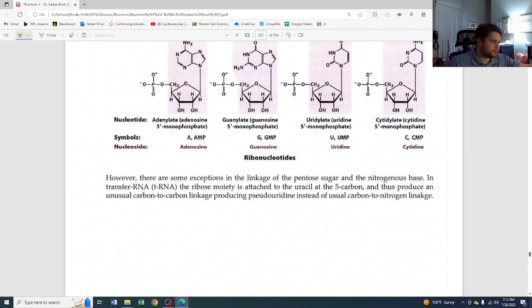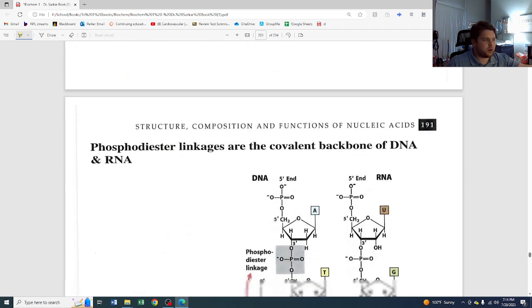However, there are some exceptions in the linkage of the pentose sugar and the nitrogenous base in transfer RNA, or tRNA. The ribose moiety is attached to the uracil at the 5 carbon and thus produces an unusual carbon-to-carbon linkage, producing pseudouridine instead of the usual carbon-to-nitrogen linkage. We'll talk more about what transfer RNA is a little bit later on.